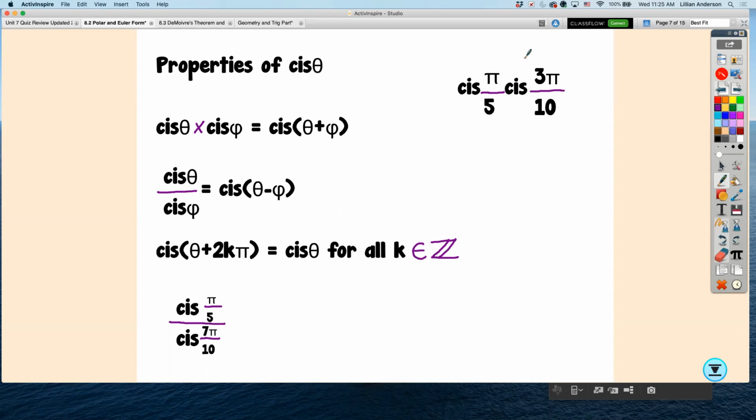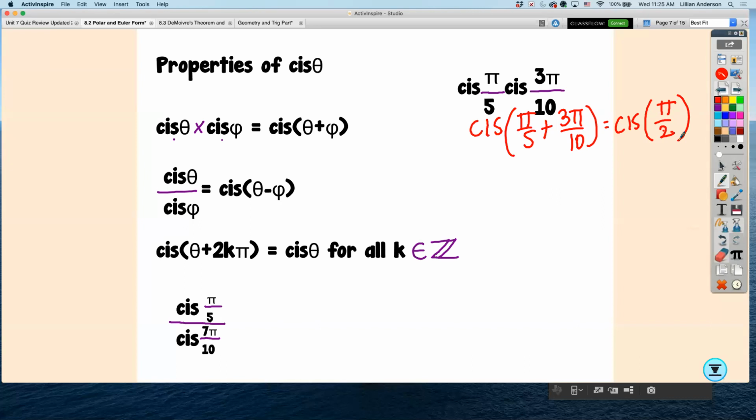So you can use these properties to simplify different expressions such as cis pi over 5 times cis 3 pi over 10. Hopefully you were able to recognize that that involves the very first property. So I can rewrite this as cis of pi over 5 plus 3 pi over 10. Well, pi over 5 plus 3 pi over 10 is what? Pi over 2. And then you can continue to simplify from here.